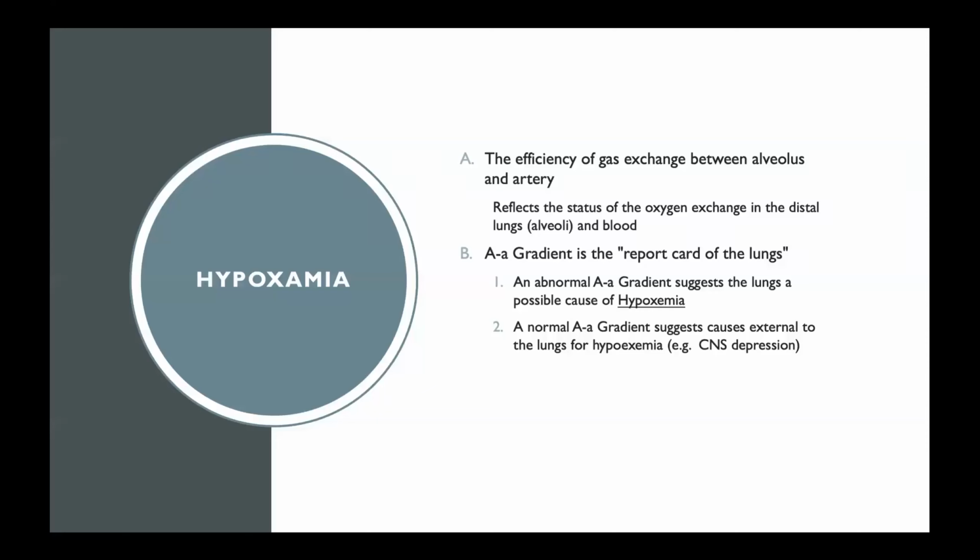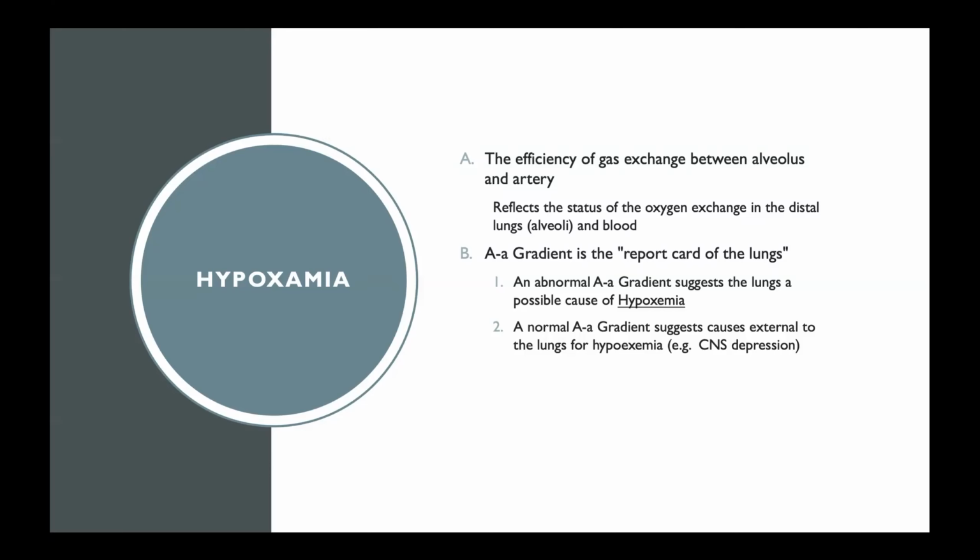So hypoxemia: the efficiency of gas exchange between the alveoli and the arteries reflects the state of oxygen exchange in the distal lung and the blood. That is the problem. This is called the alveolar-arterial oxygen gradient. We denote that with a capital A minus small a gradient. They say it's a report card of the lung, right?